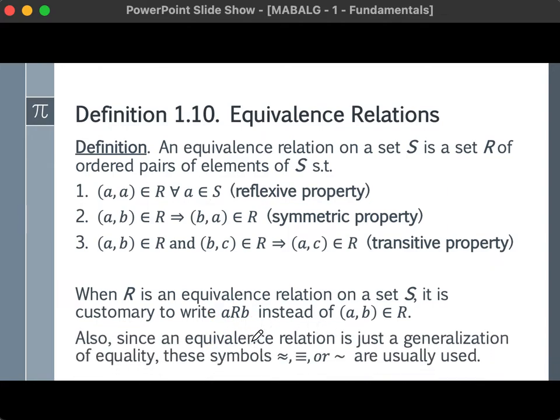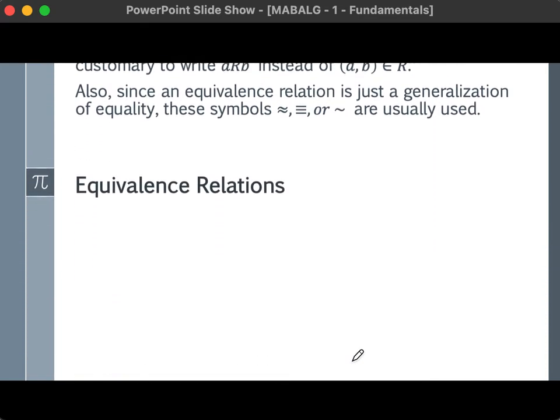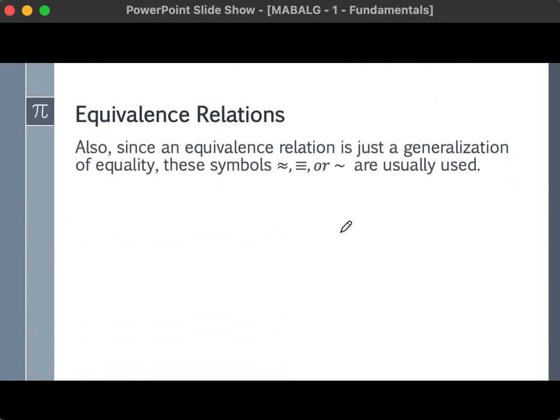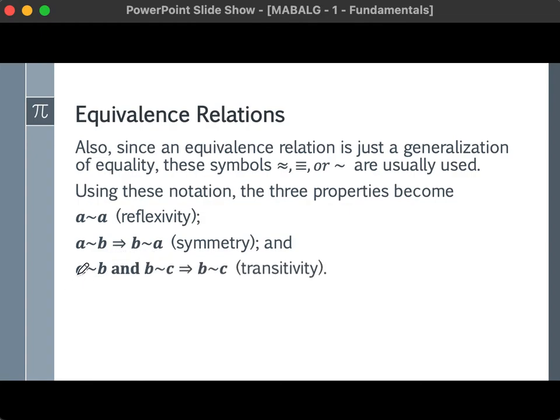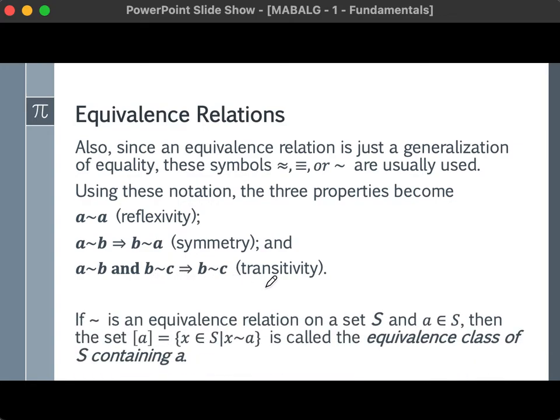Also, since an equivalence relation is just a generalization of equality, these symbols are usually used as well. Using this notation, the three properties become: a is related to a, that's reflexivity. a is related to b implies b is related to a, that's symmetry. And a is related to b and b is related to c, therefore a is related to c, that's transitivity.